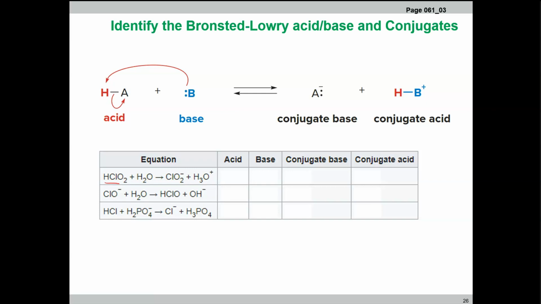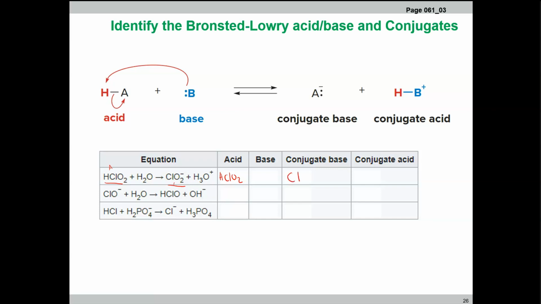So I know that we have an HClO2 and then we go to a ClO2 minus, and that means that this lost a proton. So if I lost the proton, this must be my acid, because again, it's donating a proton through our definition. So HClO2, that's going to be my acid. And if it now lost that, that now must turn into my conjugate base.